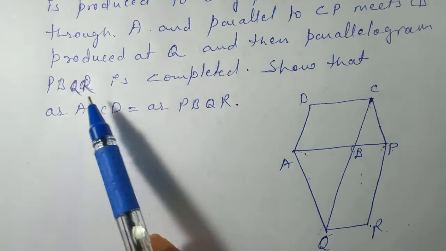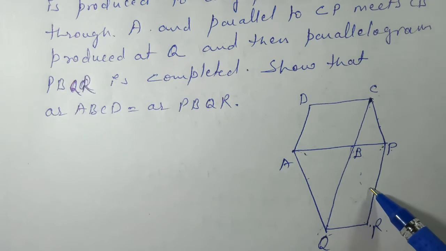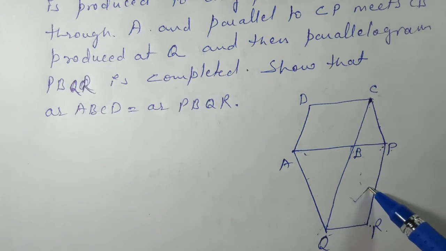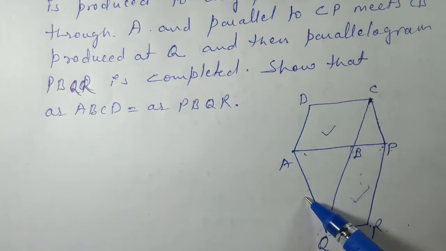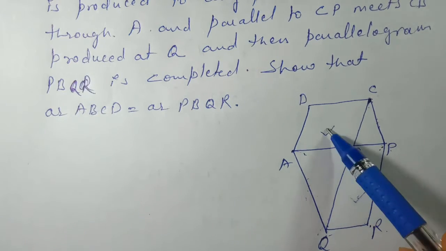And then the parallelogram PBQR is completed. So it is given that this is a parallelogram and this is a parallelogram, and these two lines are parallel. We have to prove that these two parallelograms have equal areas.